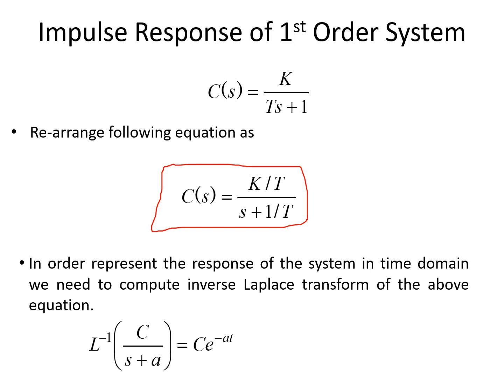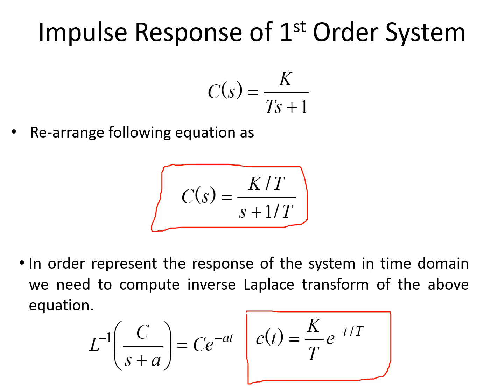So when you take the inverse Laplace transform for this, the standard inverse Laplace transform I have is C divided by S plus A is nothing but equal to C into e power minus AT. If I apply this, I am going to get C of T as equal to K by T e power minus t by T, because here in place of A I have 1 by T. So here the constant value K by T is getting multiplied, so this is nothing but my C. So K by T e power minus t by T. So it's an exponential response that I am going to get for my system for a unit impulse input.